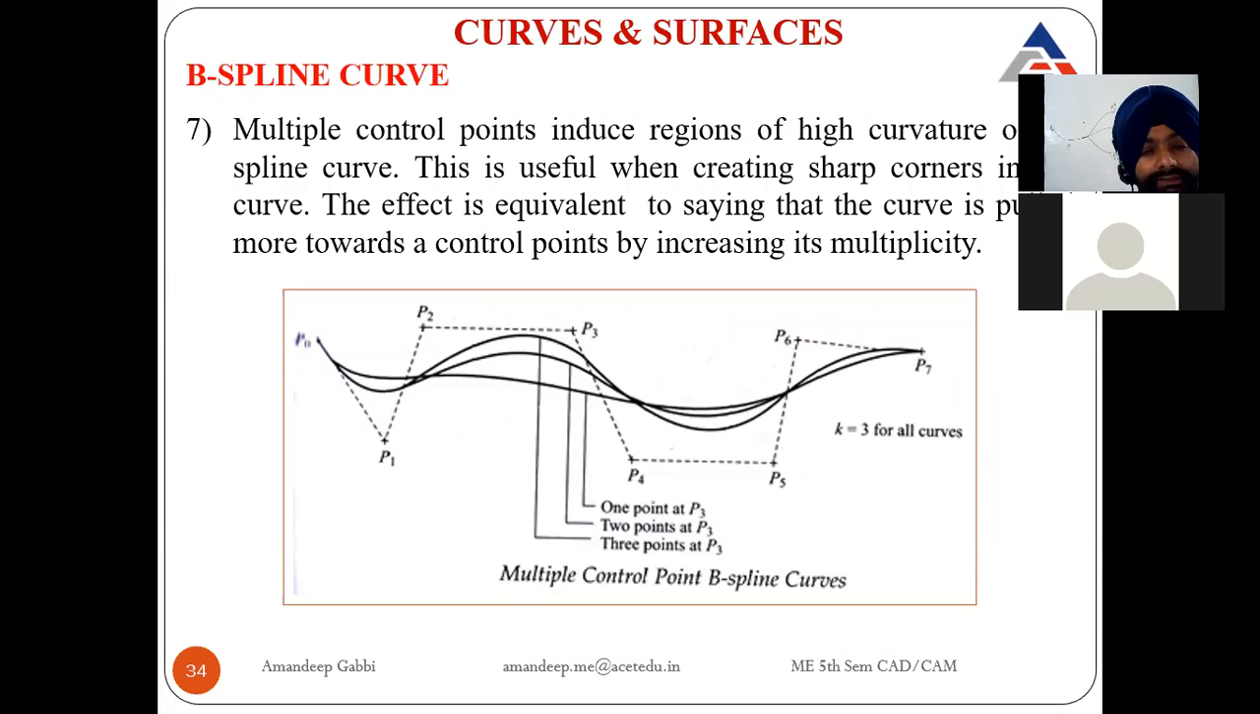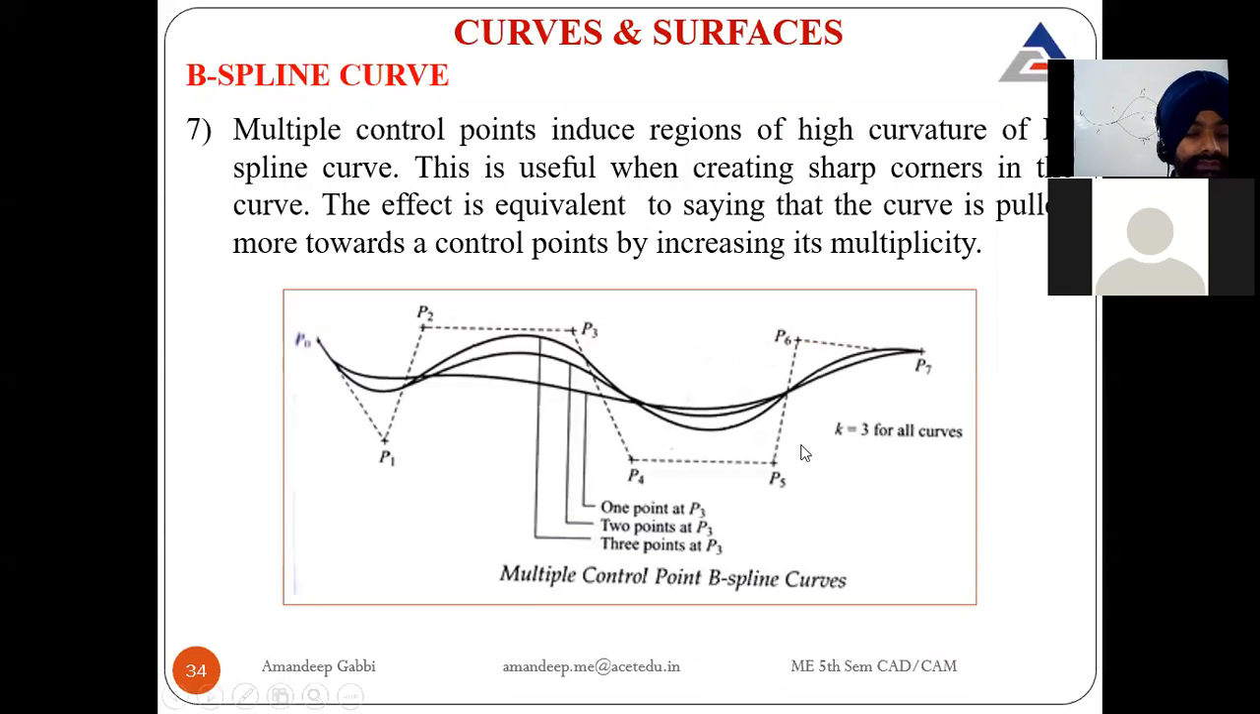Multiple control points induce a region of high curvature of the spline. This is useful when creating sharp corners in the curve. The effect is equivalent to saying that the curve is pulled more towards the control point by increasing its multiplicity.